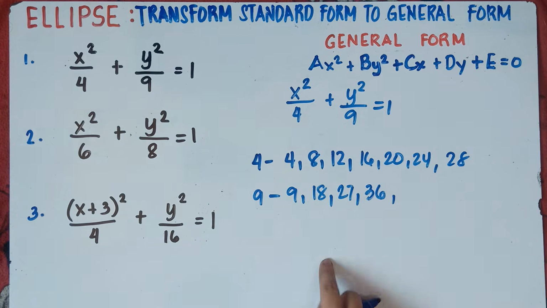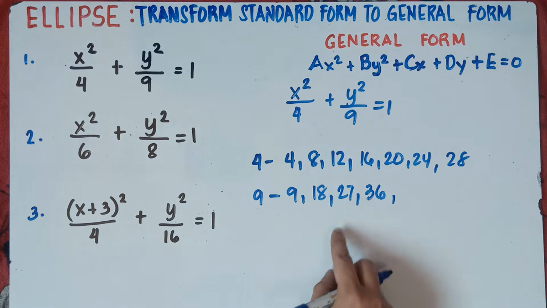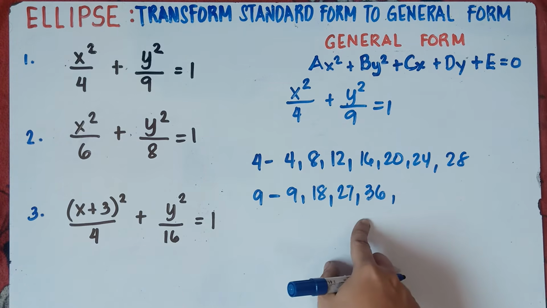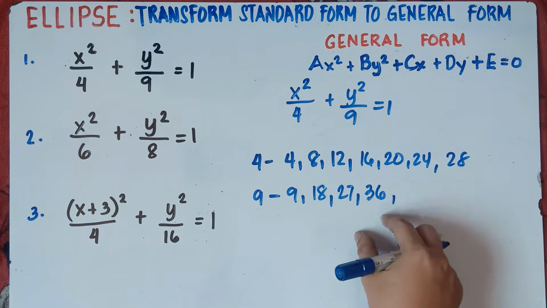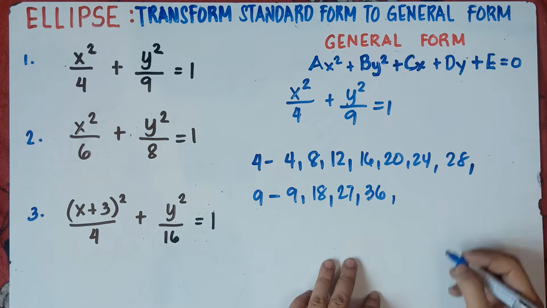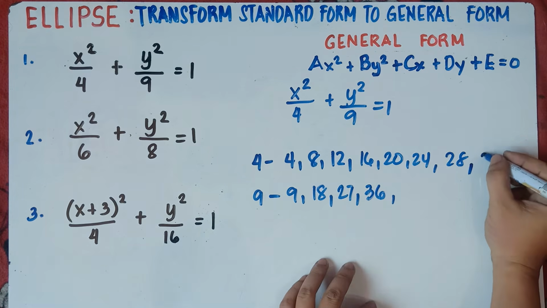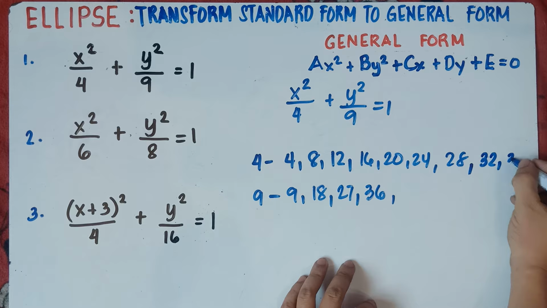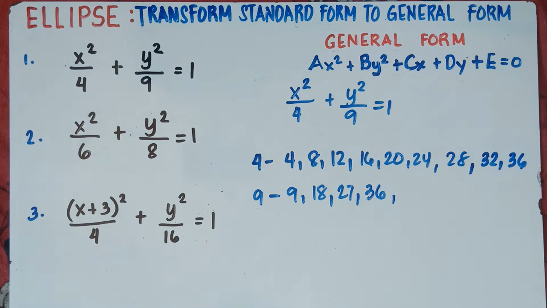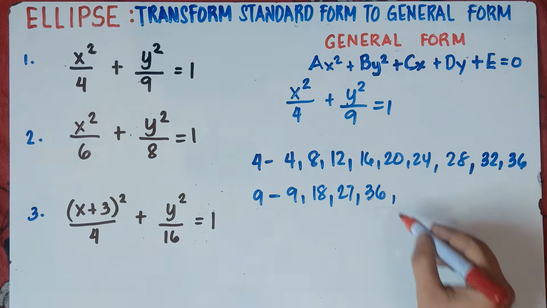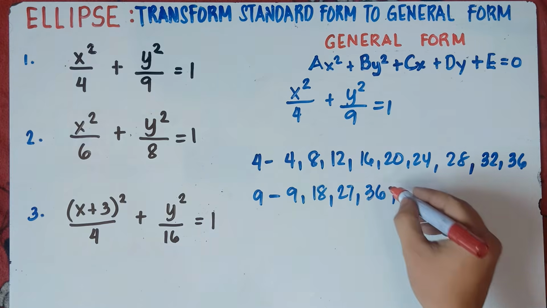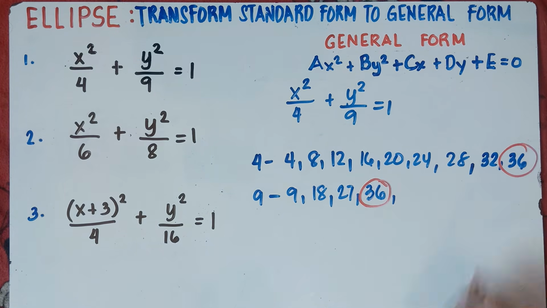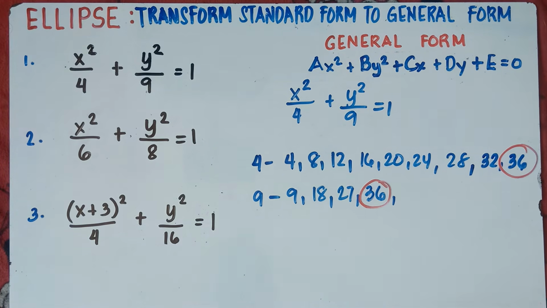Do we have a common number for 4 and 9? Check the equation, class. Nope, we don't have a common number yet. So let's continue: 28, then 4 times 8 is 32, and the next number will be 36. Now, do we have a common number? Yes, the common number is 36. Therefore, the LCM of 4 and 9 is 36.